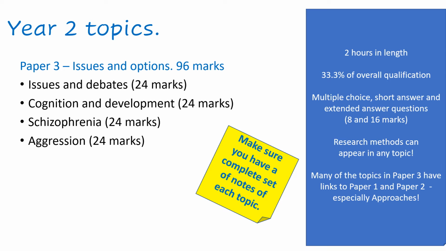Again, they'll be testing you on AO1, AO2 and AO3 skills, and you will experience a range of different question types from multiple choice through to essay questions. Once again, remember, research methods can appear in any topic. Many of the topics on Paper 3 have links to Paper 1 and 2, especially approaches. You will see those basic principles of each approach appearing when we discuss aggression and schizophrenia.